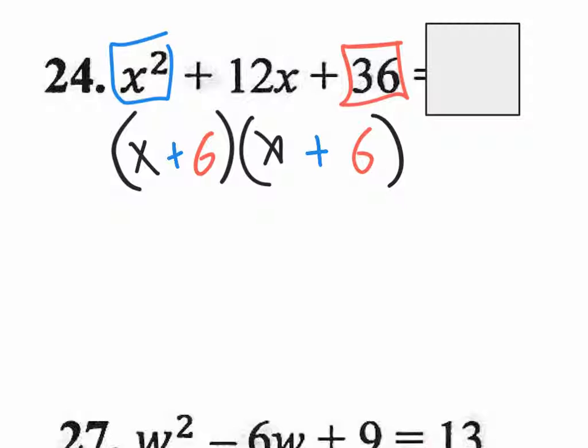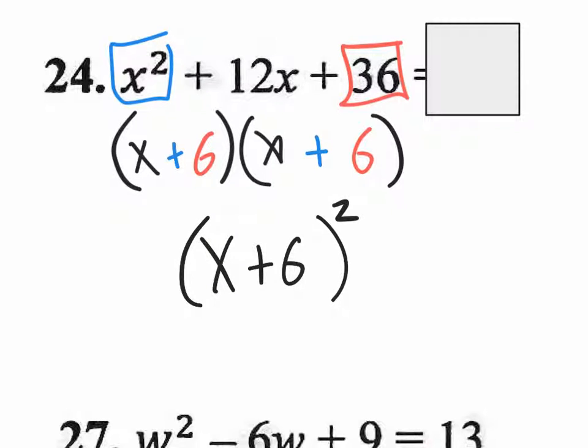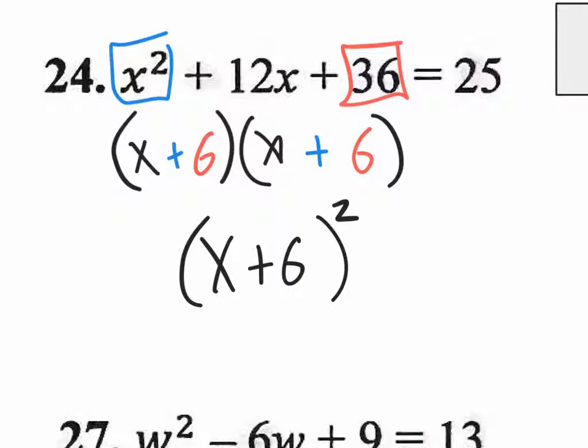So what I have here is the binomial x plus 6 written twice. And I would like to write it as x plus 6 squared instead of writing it twice. And this is an equation that's set equal to 25. And this is not equal to 0. It's equal to 25. But that's great because 25 is a perfect square number.